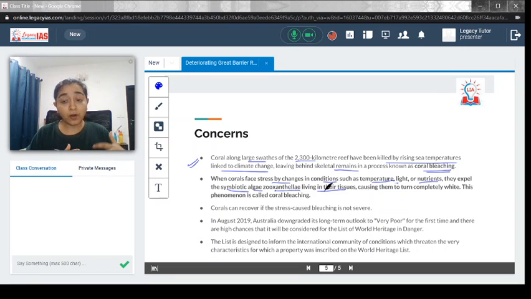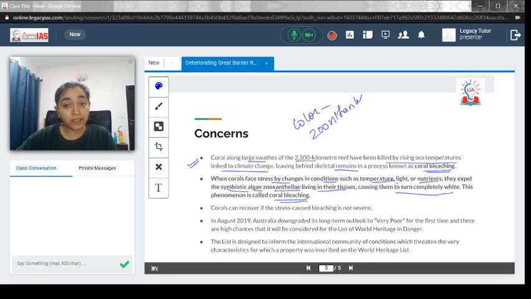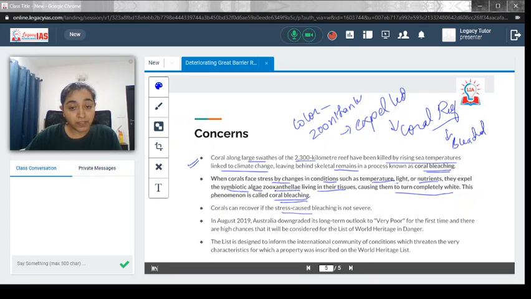They expel the zooxanthellae from their tissues, which eventually leads the coral reef to turn white, and that is why it is called coral bleaching, because the color, as mentioned earlier, is provided by the zooxanthellae. So when the zooxanthellae are expelled from the coral reefs, the corals are now white, and from the outside they look like they have been bleached. Hence the process is called coral bleaching. Corals can recover if the stress-caused bleaching is not severe. Again, if it is not very frequent, they will be able to recover.